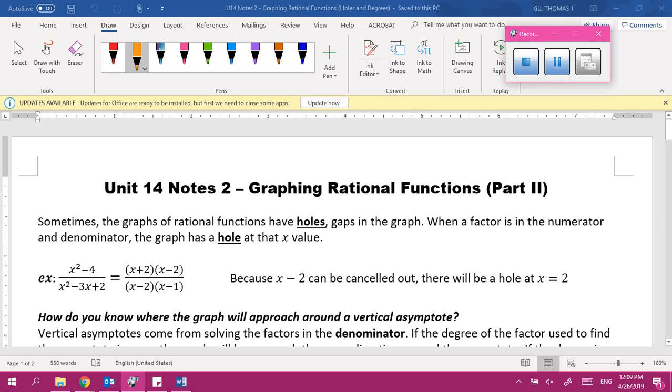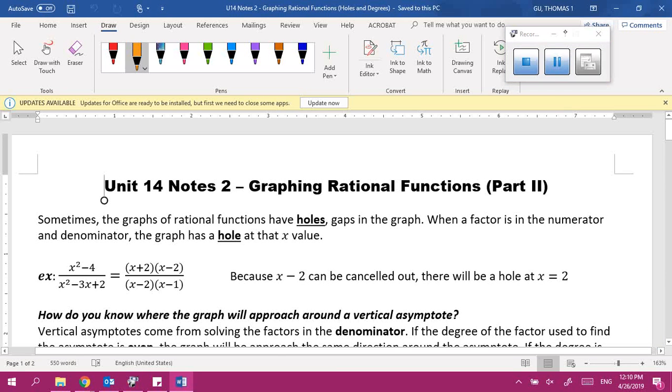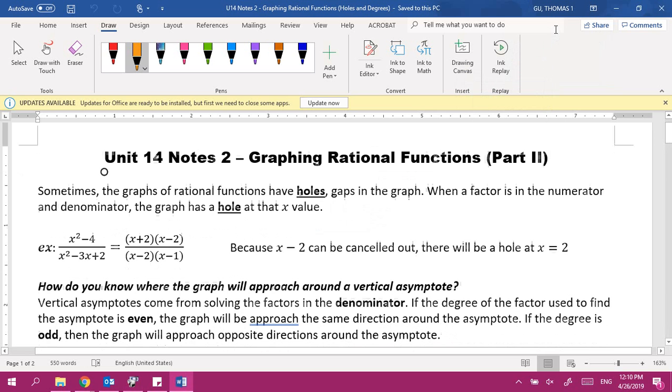Notes number 2, we are continuing with graphing rational functions, but today we're going to introduce 2 new concepts right here. One of the concepts is going to be the holes we talked about yesterday. Remember, one of the 5 attributes yesterday, the only one that you may not know about is the holes. So sometimes the graphs of rational functions have holes or gaps in the graph.